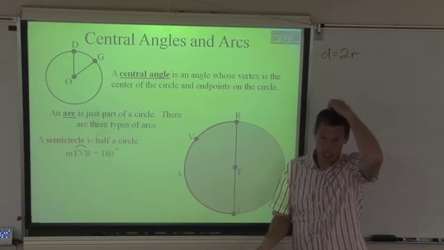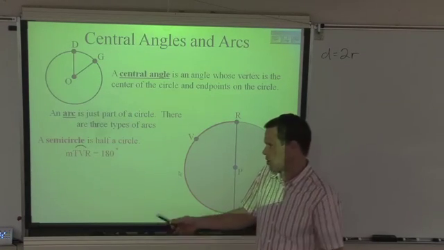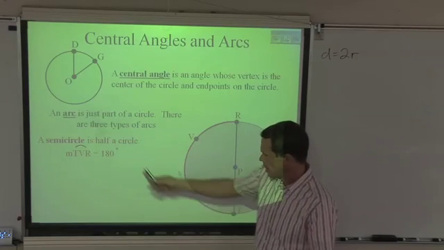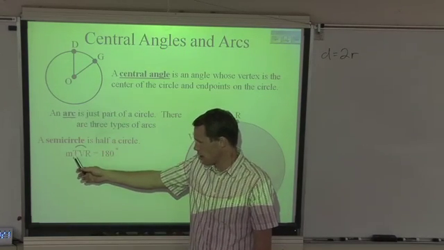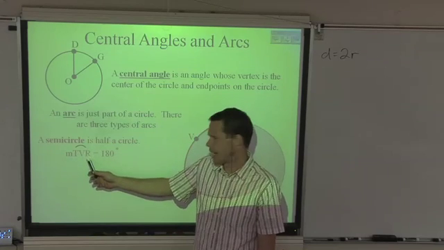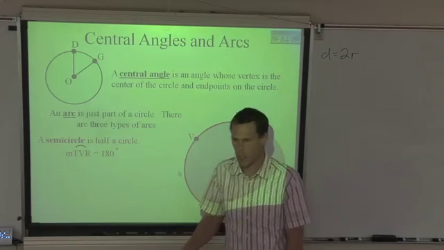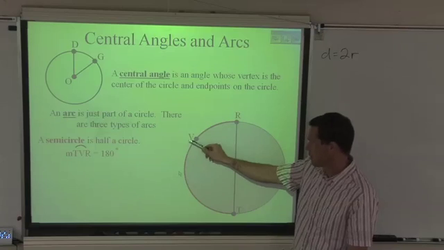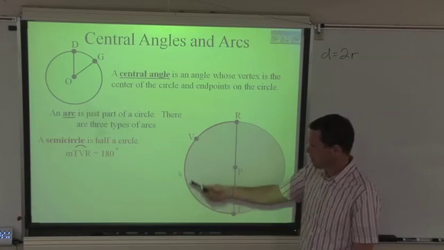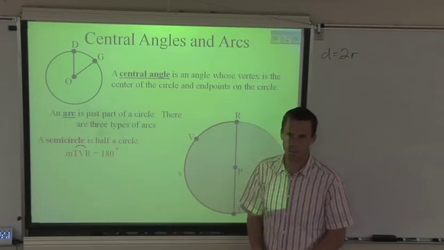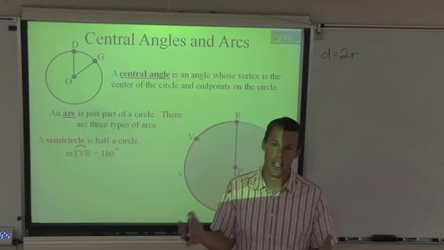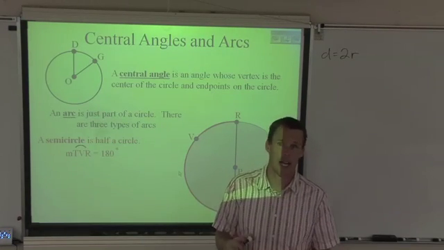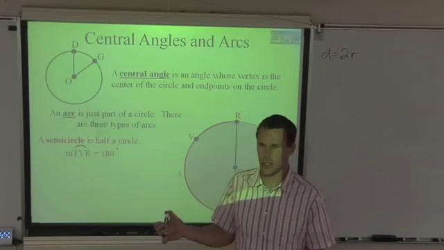Now, the other important thing is that we always name a semicircle with 3 letters. Arc TVR. T is the start point, R is the end point, and V tells us what direction we're going, from T to V to R. 180 degrees. Now, this is the middle arc. There are arcs that are smaller than a semicircle and arcs that are larger than a semicircle.